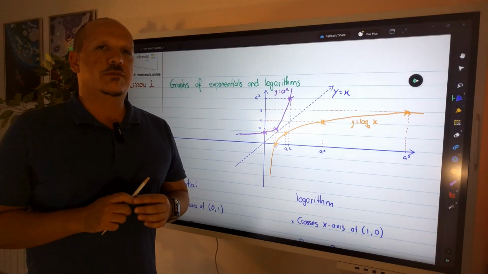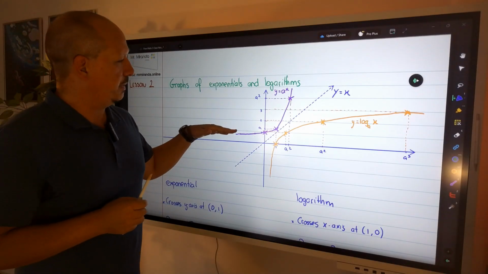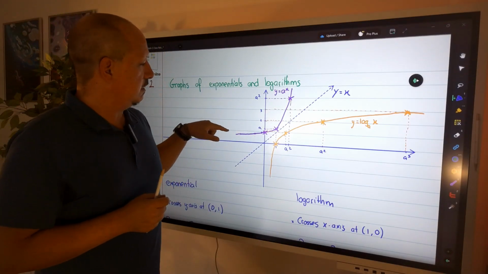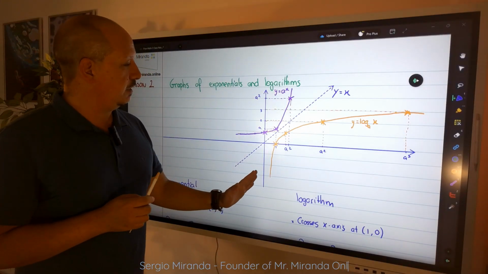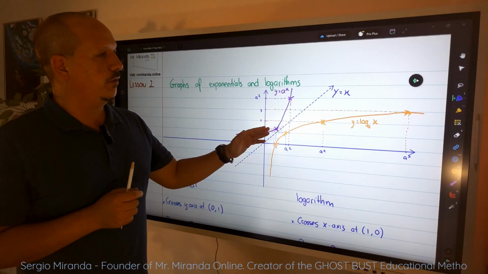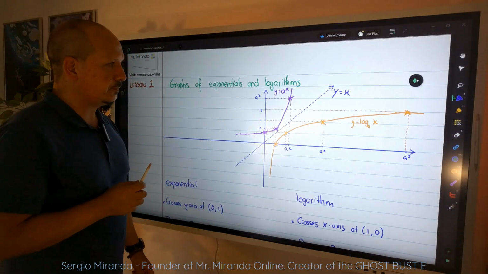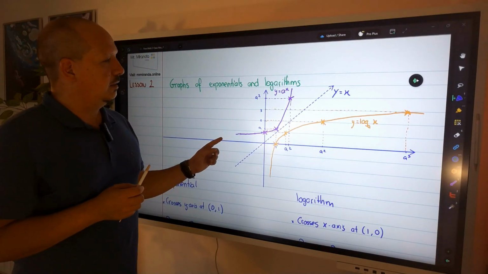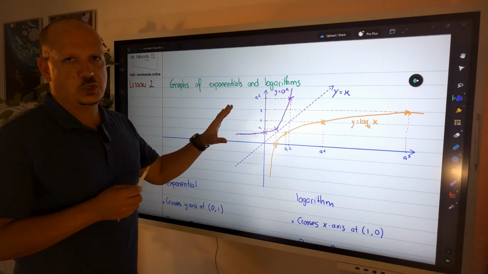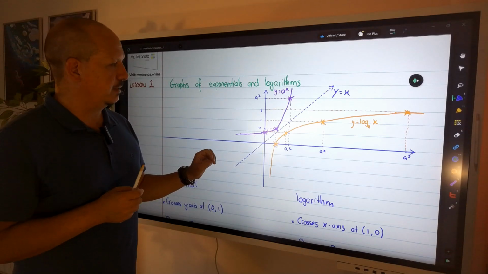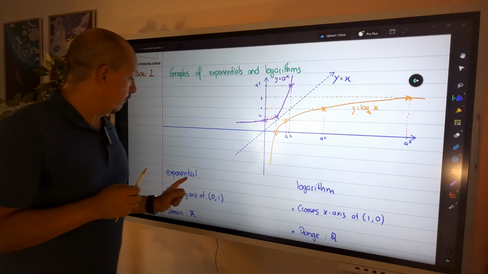Let's now look at the graphs of exponentials and logarithms. I've drawn here in purple the graph of an exponential function, a random one with base a. And here in orange, I've drawn the graph of a logarithm base a, the same base. You can already see a trend here, which I'm going to explore later on as I speak. So let's start looking at characteristics of both.